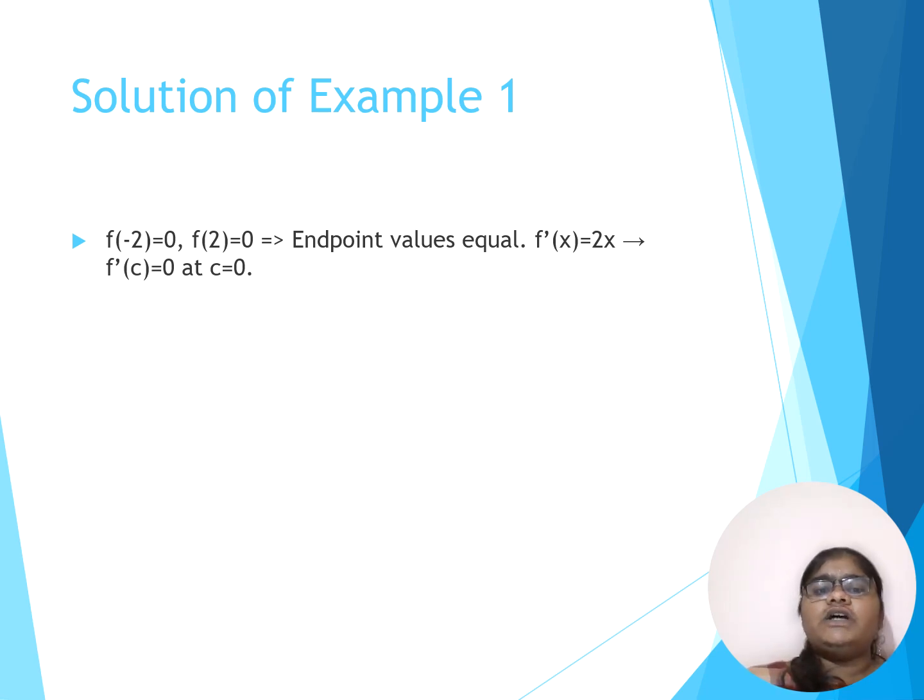Here f'(c) is nothing but f'(x). So f'(x) is 2x. You differentiate x squared minus 4, and you will get 2x. Substitute and replace x as c. Then f'(c) equals 0, 2c equals 0, then c equals 0. This is the end point of your Rolle's theorem problem.